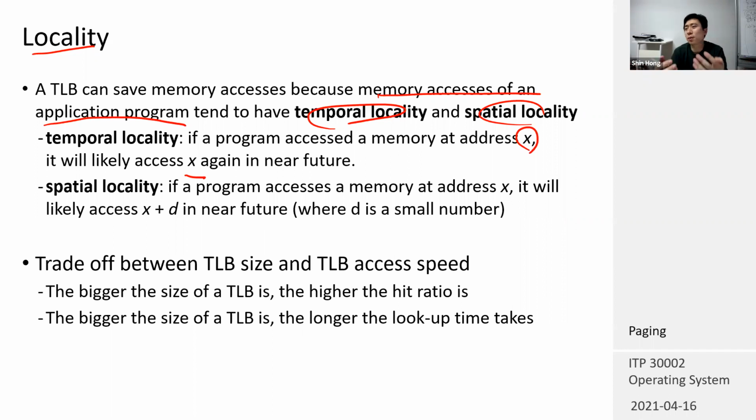Because humans write programs that way. Why? Humans think in that way. We make sequential logic when we write a program. So we update the same variable multiple times to implement some complicated computation. That's how the human brain works.